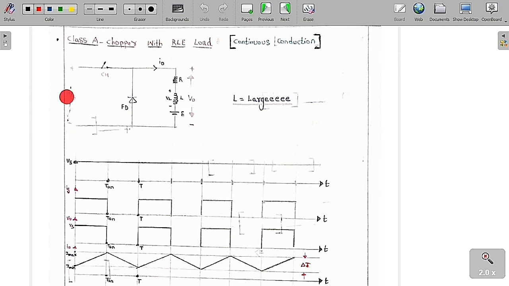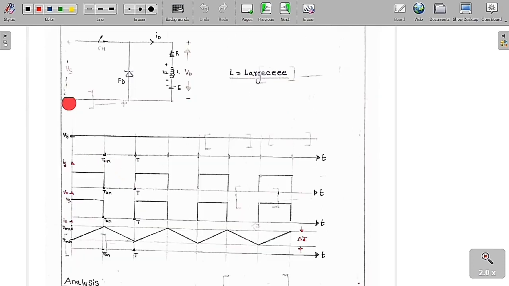So here plus or minus Vs, this is the chopper and this is the freewheeling diode and this is the output current with the RLE load. L value is very high, so therefore continuous conduction is possible, and this is the output voltage plus or minus V0. So now we are going to analyze this circuit each and every thing.